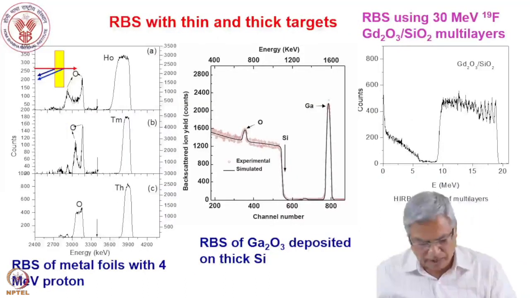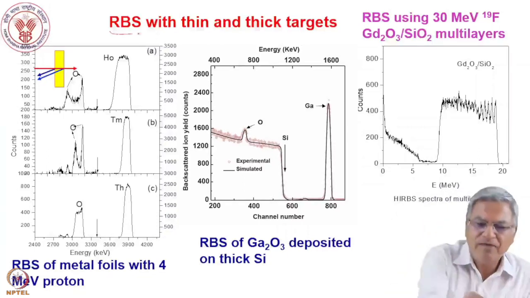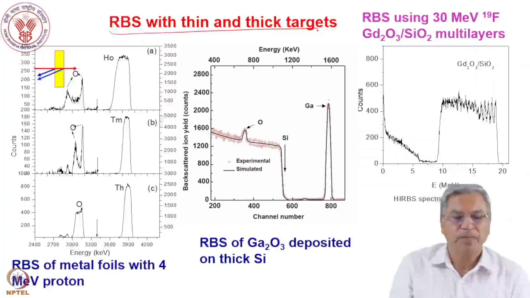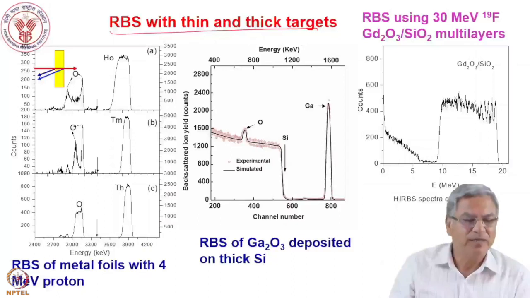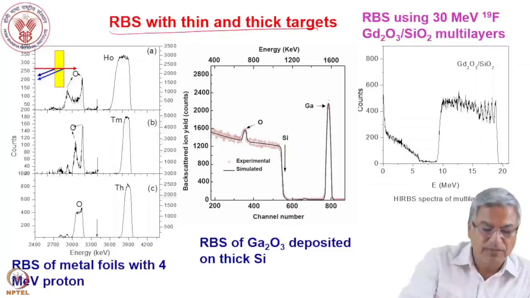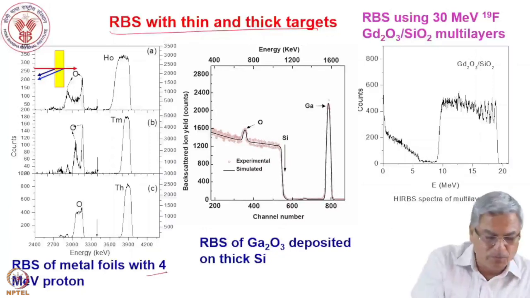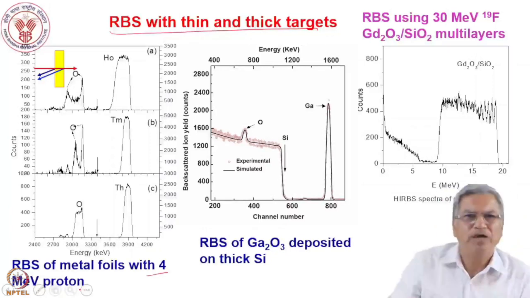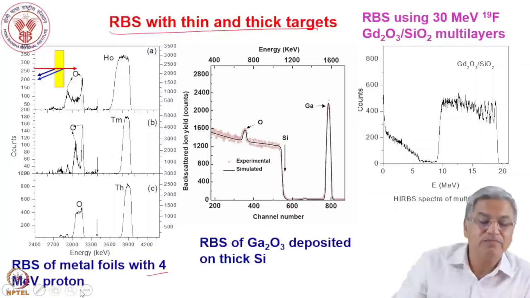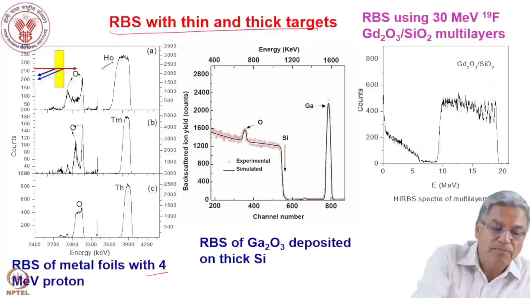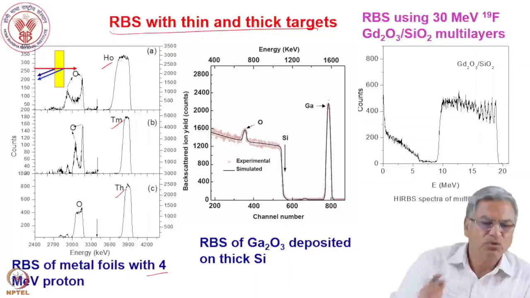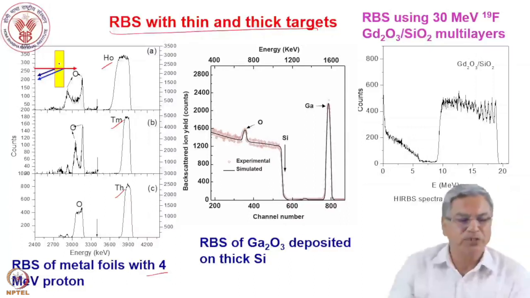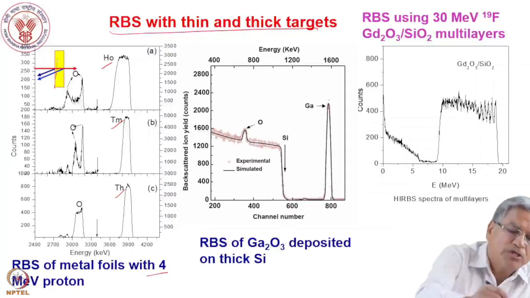So I'll just give you some examples of RBS. You can have RBS on a thin target and a thick target. Thin target means the projectile is passing through the target, it is not stopped by the target. Here I have shown some RBS spectra using a 4 MeV proton beam at the Trombe. We have an accelerator called the Folded Tandem Ion Accelerator. These are metal foils of thorium, holmium, thulium and thorium, and their thicknesses are in microns. Basically the objective was to see if there is oxidation of these pyrophoric metals on the surface.